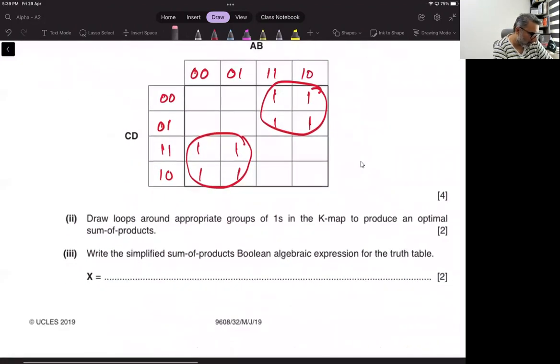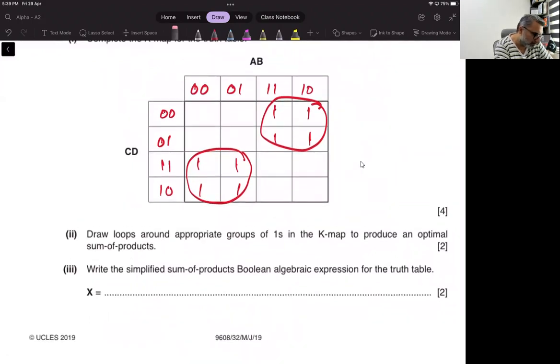Okay, now there are just two loops. In the first loop, we have A constant, B changing, C constant (C naught), D changing. And in the second loop, the red one, A naught constant, B changing, C constant, D changing. So this is A C naught plus A naught C, or you can write it the other way around, A naught C plus A C naught. They both are the same.